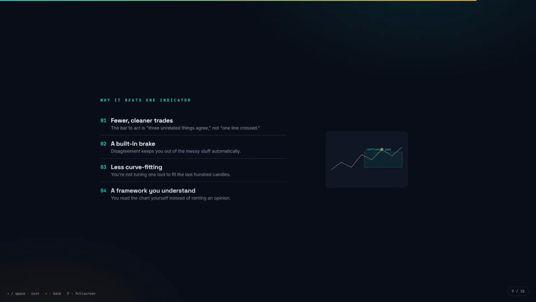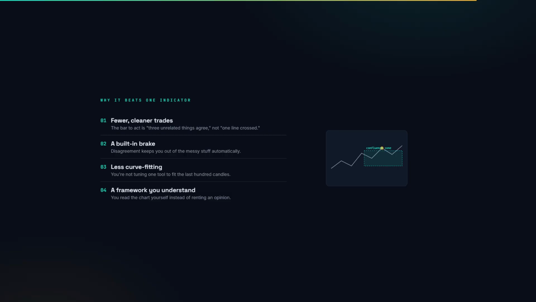So why is this better than a great single indicator? Fewer trades, but cleaner ones. Because that bar to act is 3 unrelated things agree, not one line crossed. A built-in break, because disagreement keeps you out of the messy stuff, and far less curve fitting, because you're not endlessly tuning one tool to fit the last 100 candles. You're reading the market from 3 angles that don't depend on each other. It stops being a signal you obey and starts being a decision you understand. That's the difference between renting someone's opinion and actually being able to read the chart yourself.